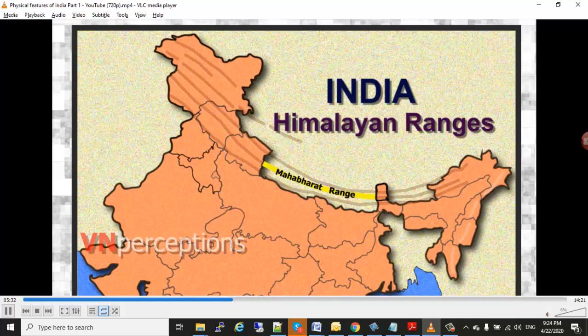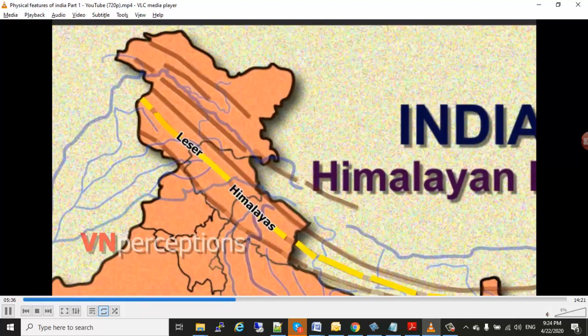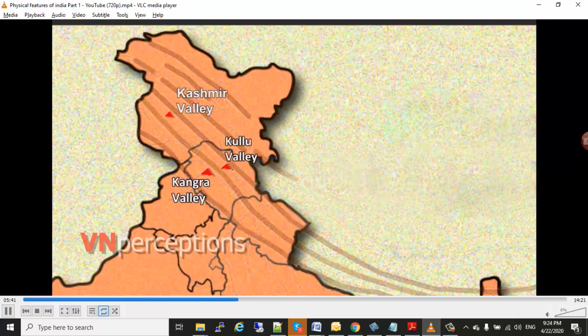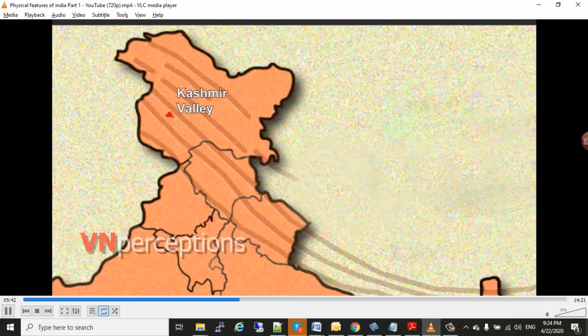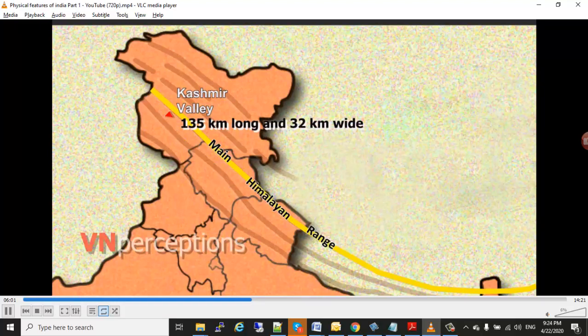The Lesser Himalayas consist of Kashmir Valley, Kangra Valley and Kulu Valley. The Kashmir Valley is bounded on the southwest by the Pir Panjal range and on the northeast by the main Himalayan range. It is approximately 135 km long and 32 km wide, and it is drained by the river Jhelum.